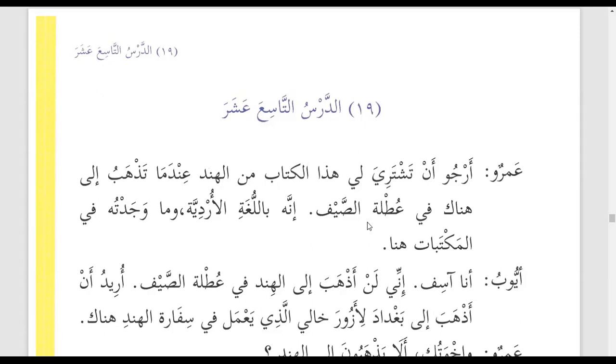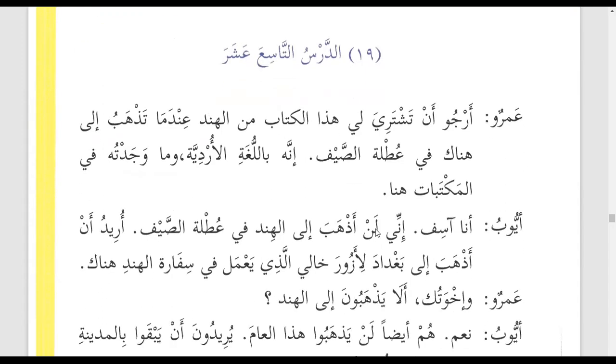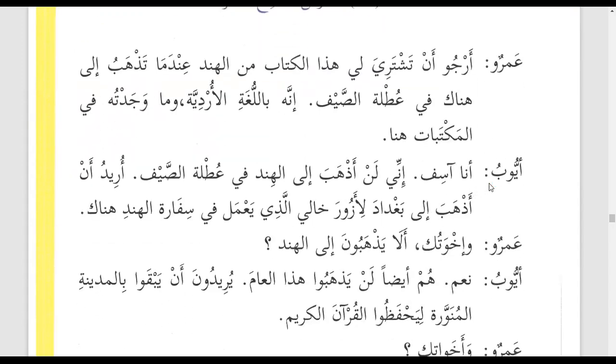We have learned in the previous lesson الشتاء, الصيف, الربيع. The weather, the seasons, I should say, we have learned already. So it has to be عطلة الشتاء. Ayyub, I'll read. Ana asifun. Asifun is on which wazn? Fa'ilun. This is asifa ya'safu. Ana asifun, I am sorry. I apologize.